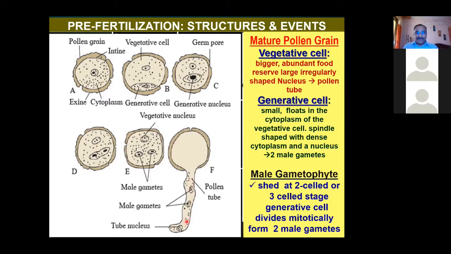This structure or this picture is known as the male gametophyte. I hope that you understood the male gametophyte clearly. So what is a male gametophyte? A male gametophyte means a pollen tube along with the tube nucleus and cytoplasm and these two male gametes. Okay, you got it clearly?